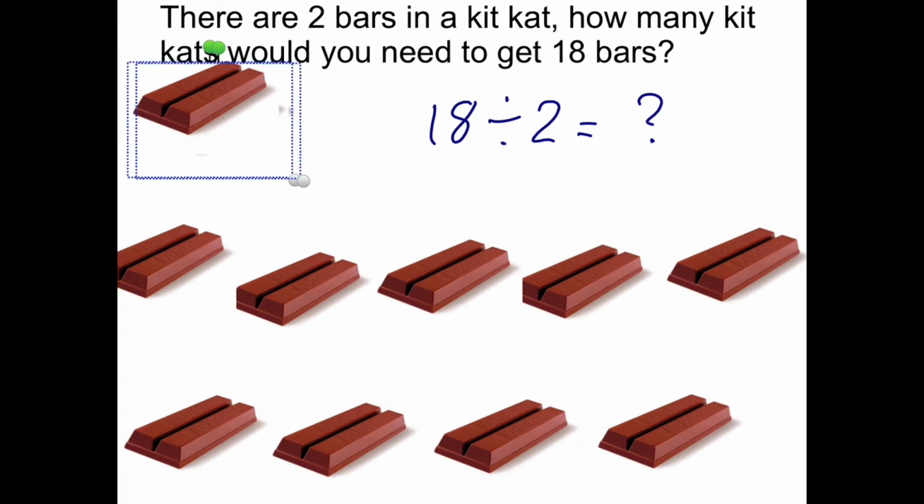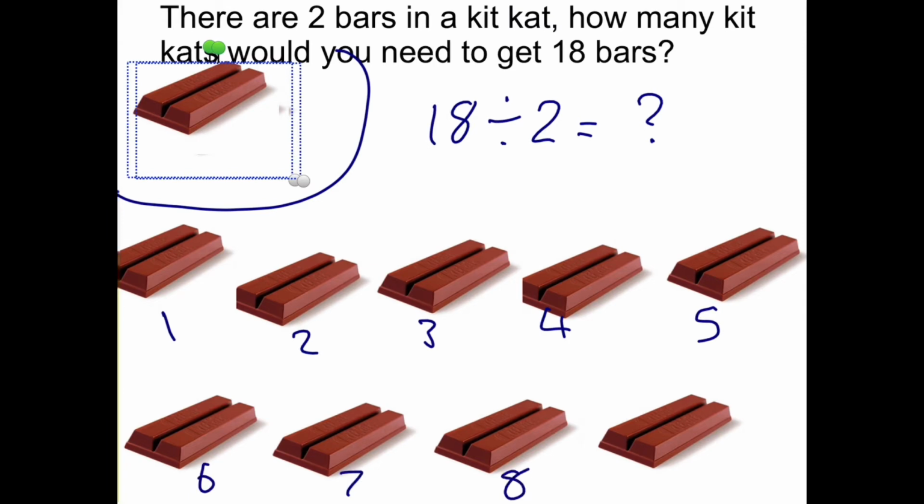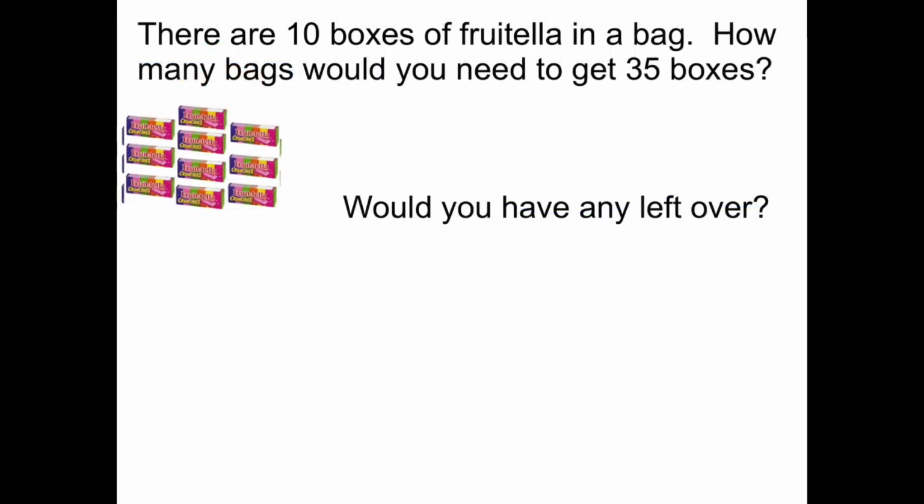So how many bars is that altogether? Don't count the one up there, because that's the one we started with. 1, 2, 3, 4, 5, 6, 7, 8, 9. So you'd need 9 bars, 9 biscuits altogether to give you 18 bars.